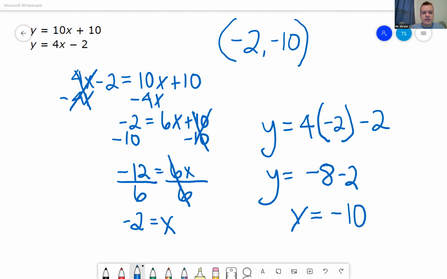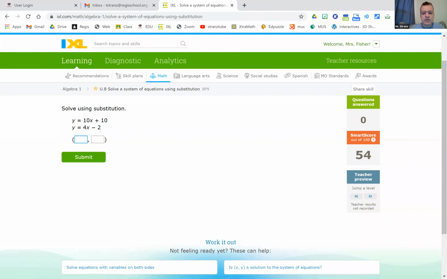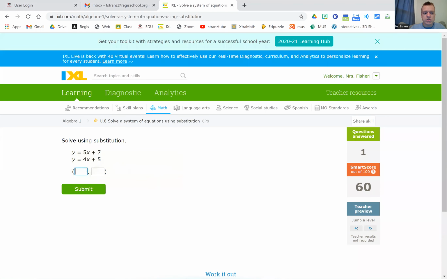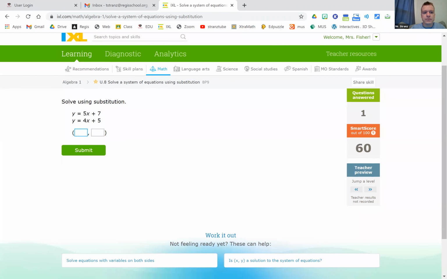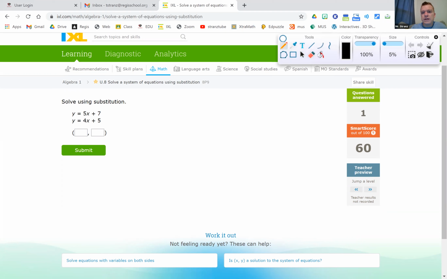Okay, let's go to IXL. I'm going to share a couple of these here with you and look at them. All right, so I think this is the one we just did. It is. So negative 2, and what was the other one? It was negative 2, negative 10. Okay, so let's look at this one. One more, okay? So we got substitution, all right? So I'm going to choose one of these.